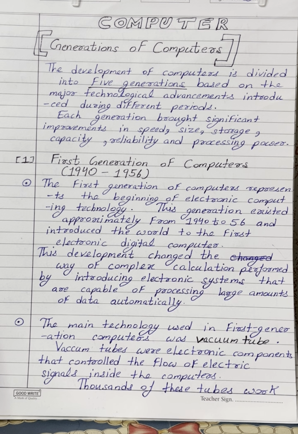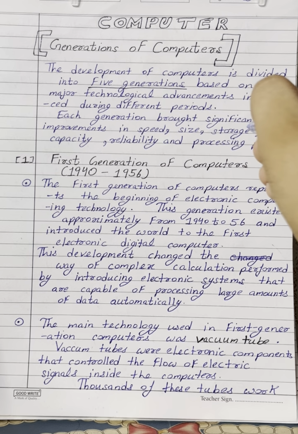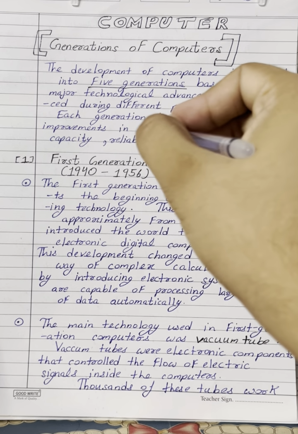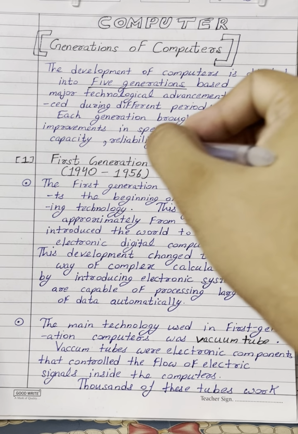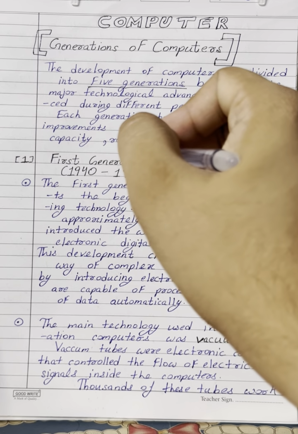Let's discuss that. So, guys, the development of computers is divided into 5 generations based on the major technological advancements that were introduced during the different periods. And here, each generation brought significant improvements in speed, size, storage capacity, reliability, and processing power. Now let's first discuss the first generation of computers.